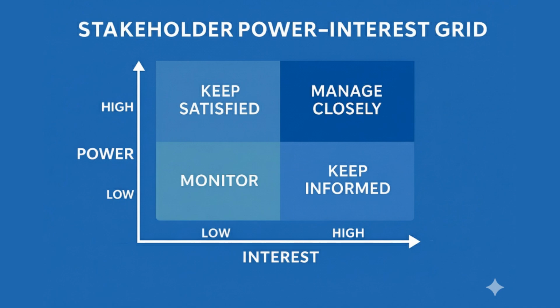Let's check this quadrant. This quadrant says high power plus high interest, meaning stakeholders who have been grouped in this quadrant need to be managed closely. These stakeholders are critical to project success. Example: sponsor, steering committee and key customers. Let us take an example of a banking project.